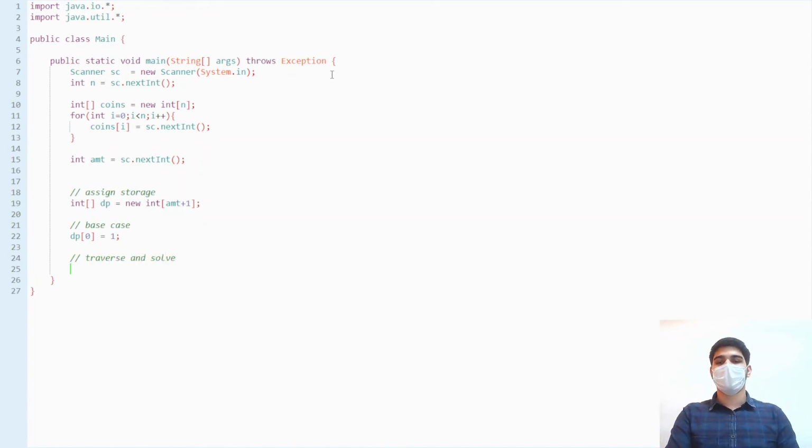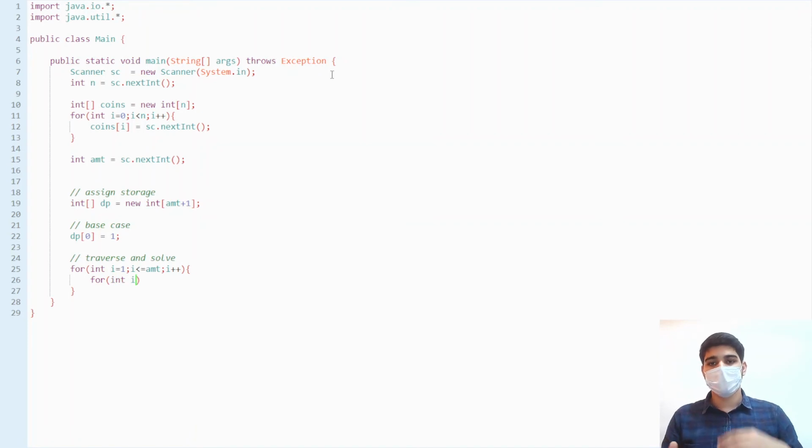How do we traverse? At every particular amount, at every particular position in the dp, we are trying all the possible ways in which we can generate that amount from all the coins, right? This helps us create permutations. So what we will do is the outer loop will go from 1 till the amount, as 0 is something that we have already handled, which is the base case. And the inner loop will be for coins.